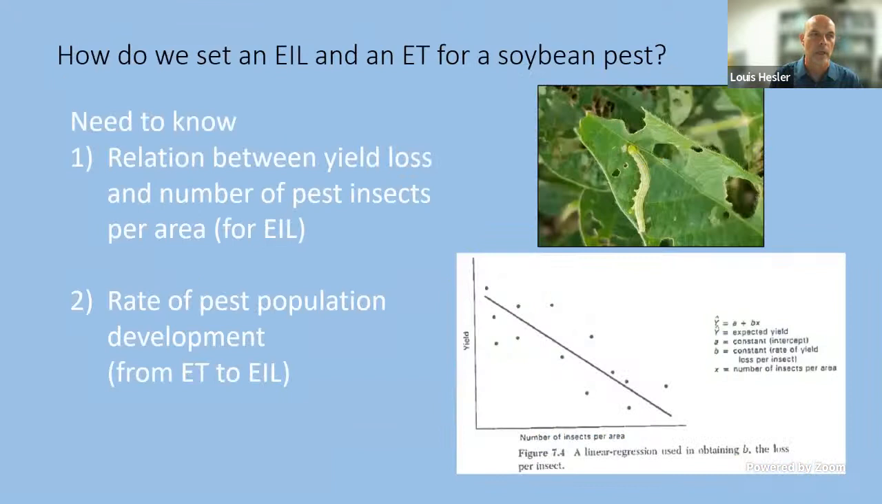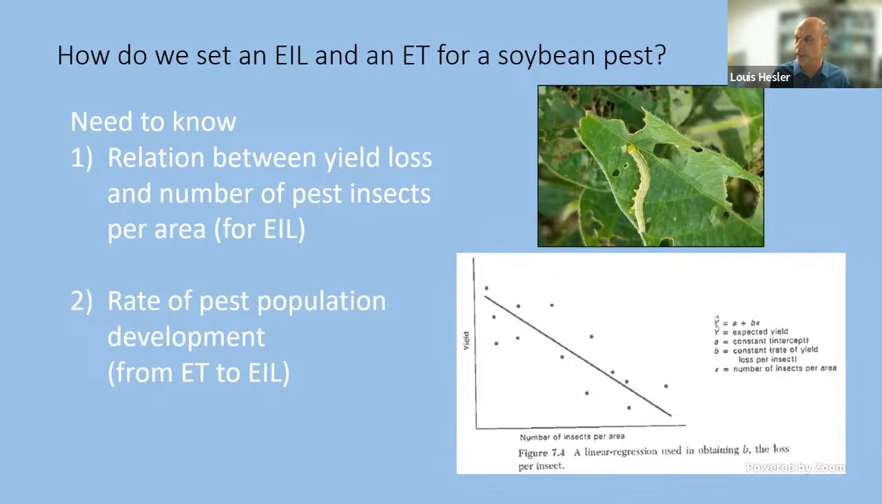Okay, the question then would become, how do we set an EIL and an ET for a soybean pest? Well, there's a couple of basic things that we need to know. We need to know, first of all, the relationship between yield loss and the number of pest insects per area in order to develop the EIL. If you look at the white box at the bottom right of this slide, you'll see a graph that depicts yield on the y-axis and the number of insects per area. That relationship needs to be established in order to develop the EIL. We need to know how tight the fit of that line is between insects per area and yield loss, and how steep that line is.